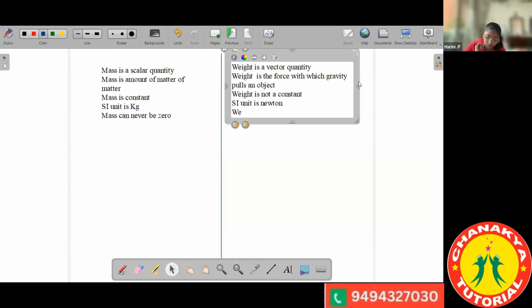So can we also write that mass is measured by a common balance while weight is measured by a spring balance? We can say that weight is measured by a spring balance. We can say that mass is measured by a pan balance or a beam balance. We do not call it a common balance. We can either call it a beam balance or pan balance.